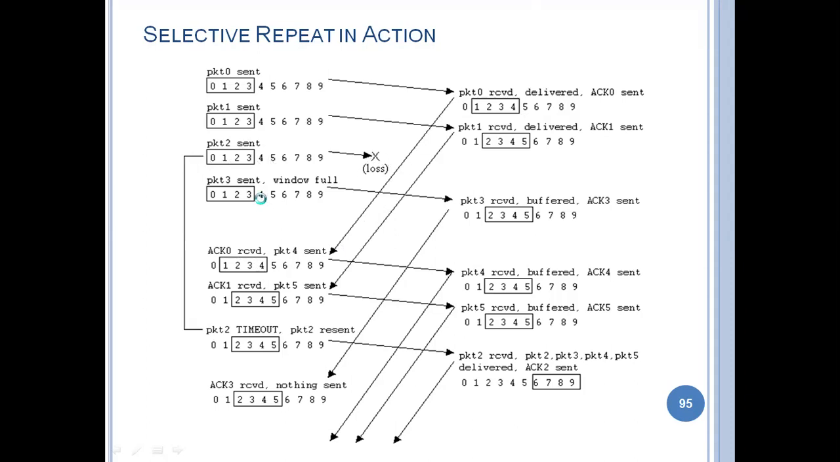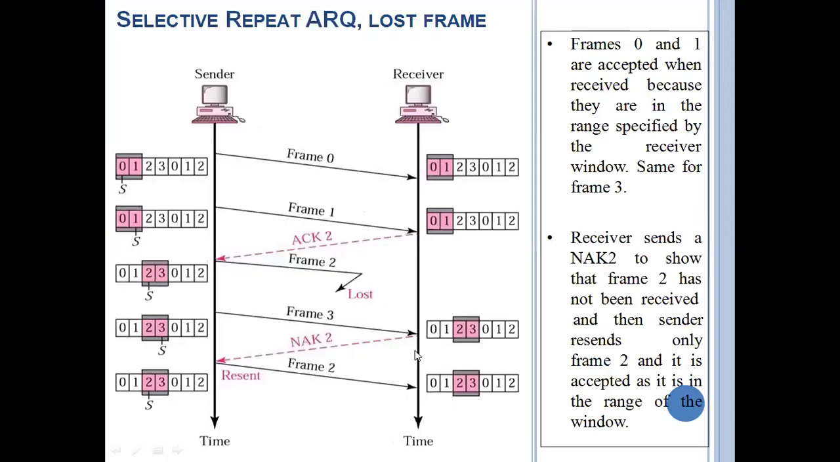Whatever example we have discussed here will be given briefly. Packet 0 transmitted, packet 1 transmitted, and packet 2 is lost in between. It will be identified by the receiver. So the receiver sends a NAK acknowledgement for packet 2, and packet 2 is retransmitted. This is selective repeat ARQ with a lost frame.